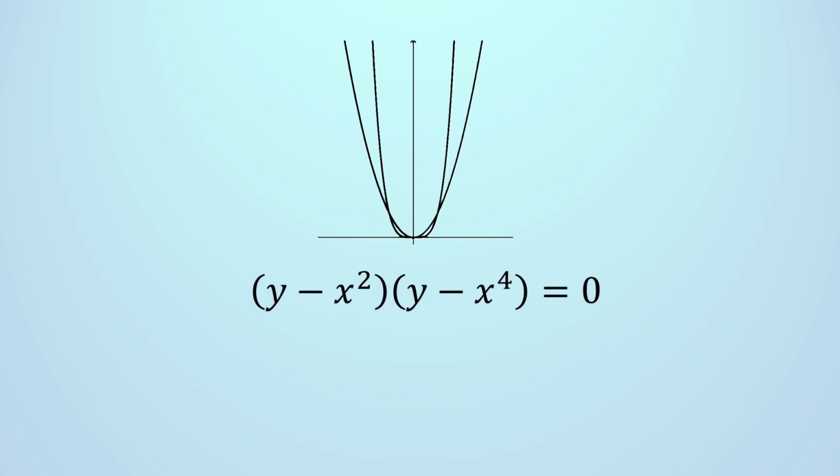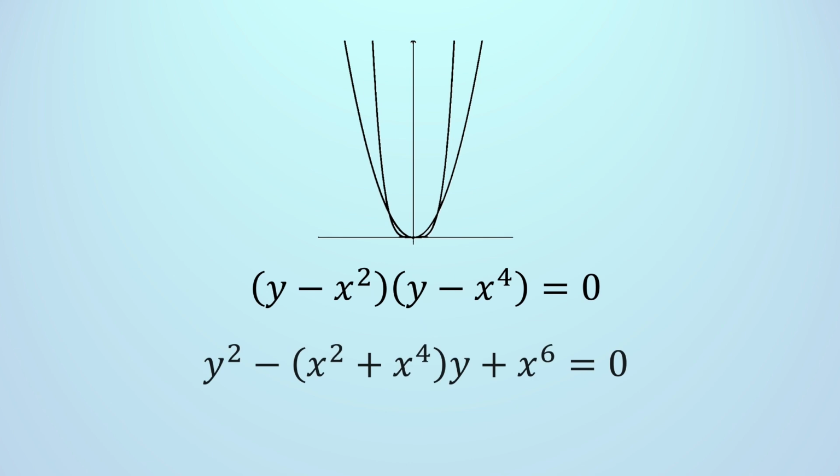You could even then multiply out the brackets to disguise what was really going on here to end up with one big mega looking equation of y squared minus x squared plus x to the power 4 lots of y plus x to the power 6 equals 0. And there you go. We've just represented this graph using just one equation.